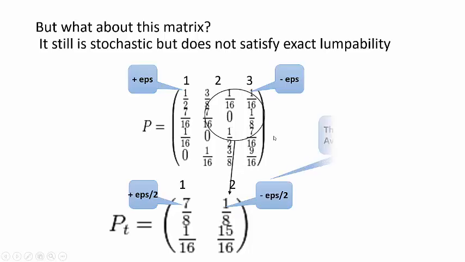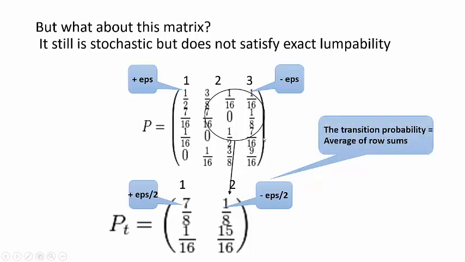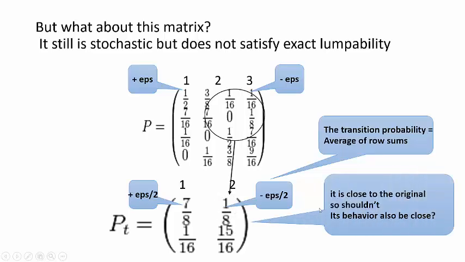And so instead, what we'll do is take the transition probability to be the average of the row sums. So we'll in effect take all the elements, add them up, and divide by the number of rows to get the value. And so we'll get, for example, here 1/8 minus epsilon over 2, and this is close to the original. So the question is, shouldn't its behavior also be close?